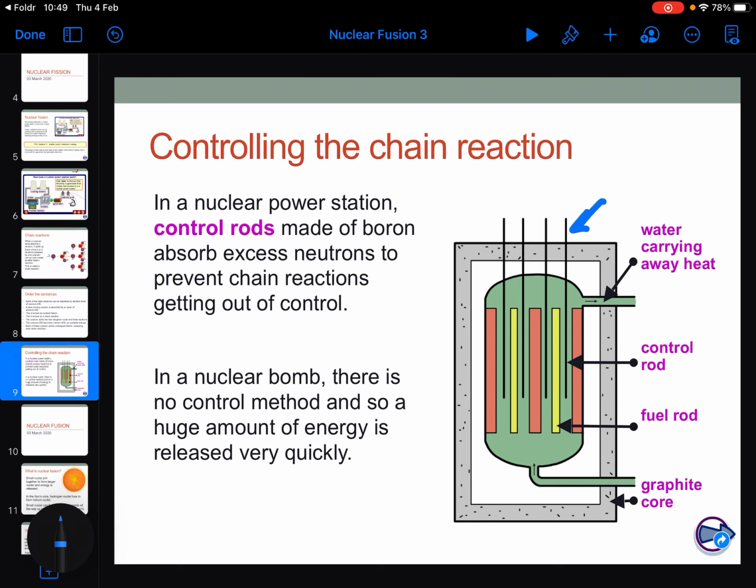Now you can change how much they're actually in the nuclear reactor. So if you lower them into the nuclear reactor, there'll be more control rod in there, they'll absorb more neutrons, and so they'll slow the reaction down. But if you remove them by lifting them up, less control rod, absorb less neutrons, you can speed the reaction up. That's basically it. That's nuclear fission.